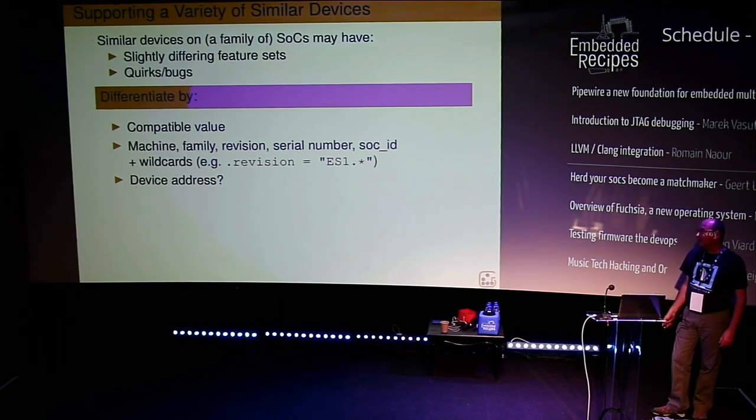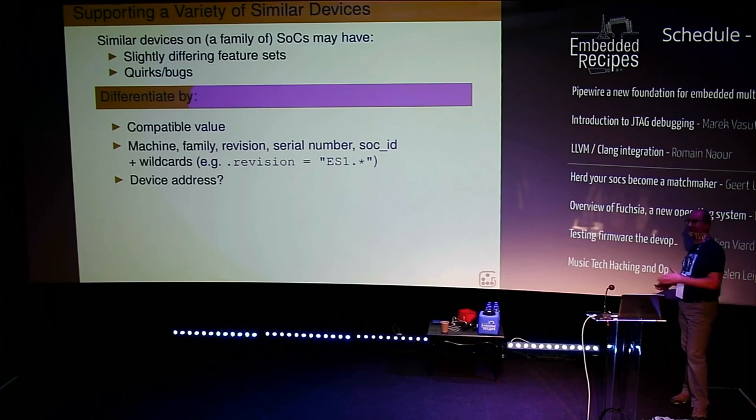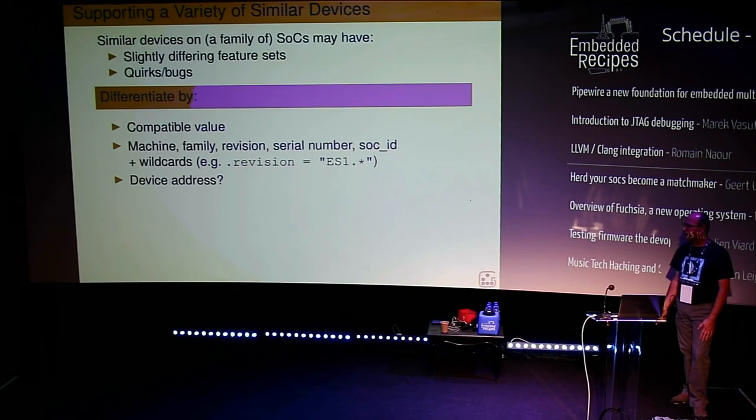In some special cases, you may want to match on a device address. If you have multiple instances of the same IP core in an SoC and it turns out that one of them has some specific limitation, then you may have to look at the device address. I'm not aware of any of this we ever had to address in a Renesas SoC.